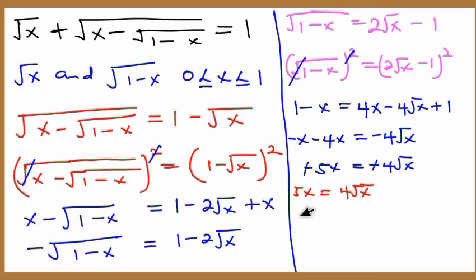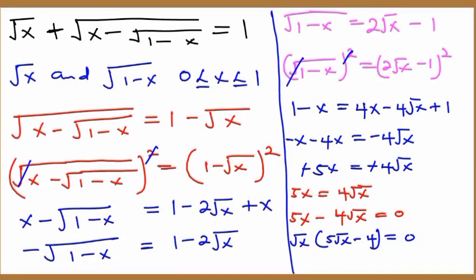So from here, I can form a nice equation as 5x, this one moves here, negative 4 root of x equals 0. So now what I have to do is to factor things out. So I'll factor root x out. So root x out, I will have 5 root of x minus 4, bracket closes, equals 0.